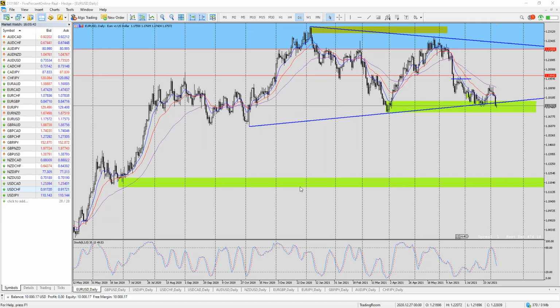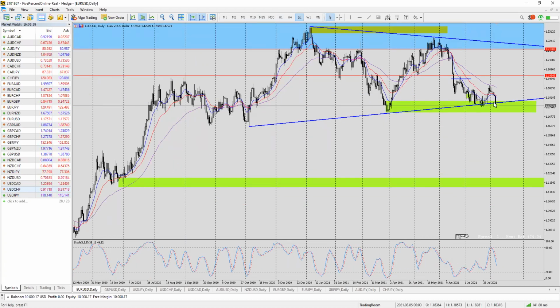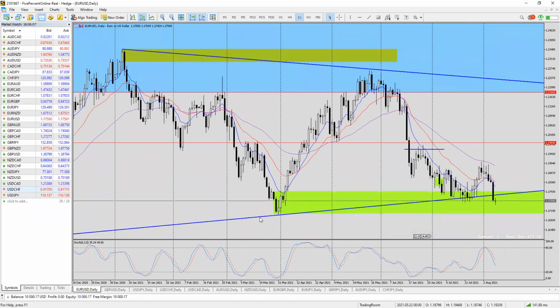So without further ado, let's start with the euro dollar very quickly. As you can see on the daily chart and even on the weekly chart, it's still moving within some sort of a range or a triangle, but it seems like it started breaking below this trend line, the incline trend line. It closed below it last week on Friday.